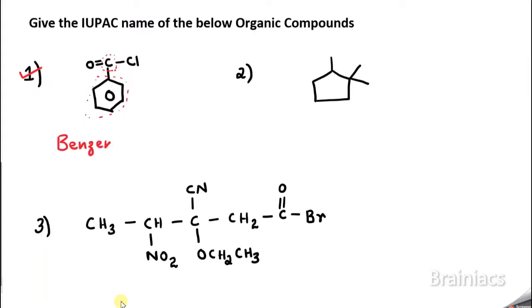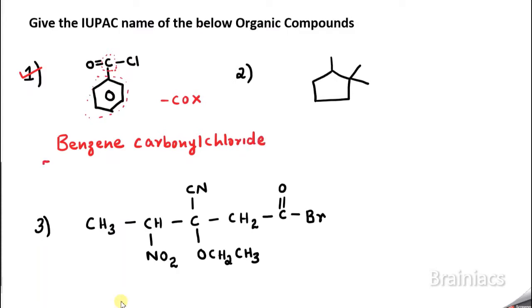Okay, benzene. Then we know that whenever COCl, generally COX, we use the term oyl halide as the suffix. Since the carbon atom is not included here, we use carbonyl halide. So here we can say benzenecarbonyl chloride. This should be the name.